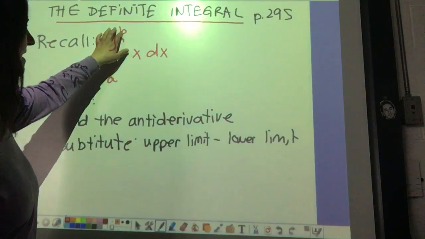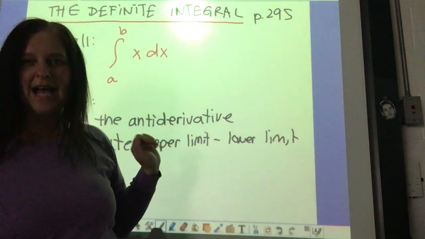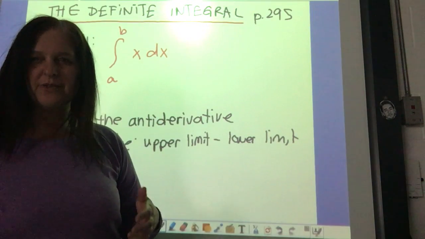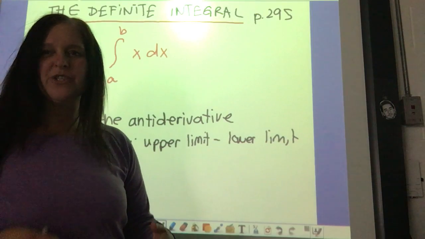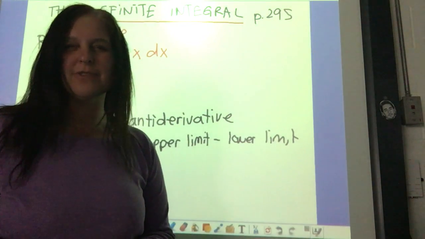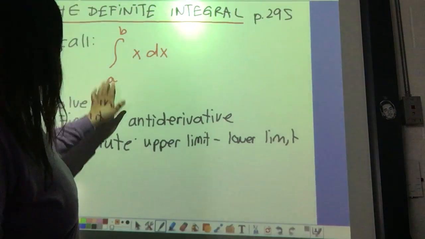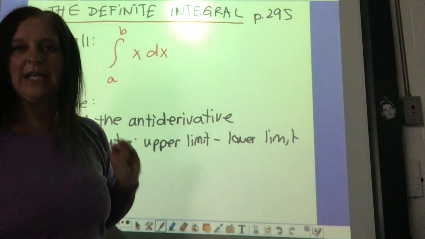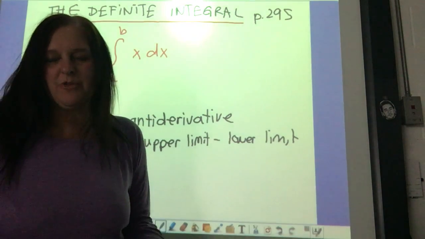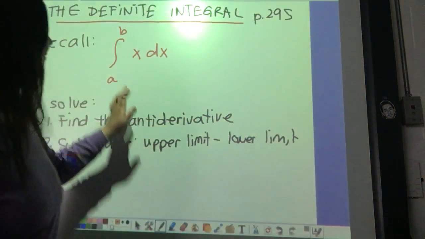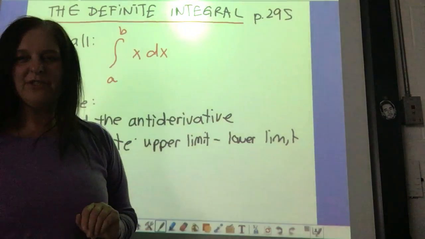So we're going to look at the definite integral. I did introduce this last lesson. We talked about integrals. There's definite and indefinite. We should be really good at doing indefinite integrals now. Indefinite is when you're not given the limits of integration. So indefinite is just finding the most general antiderivative. Definite just means you're given the limits of integration.